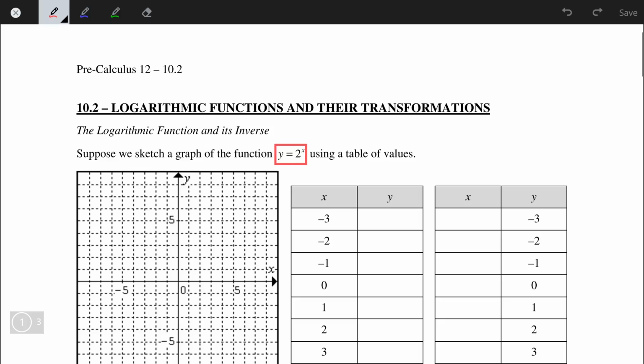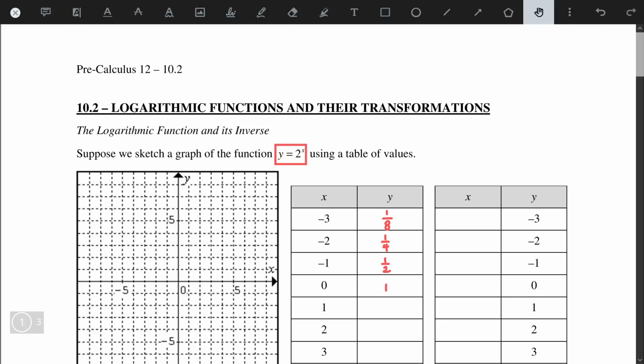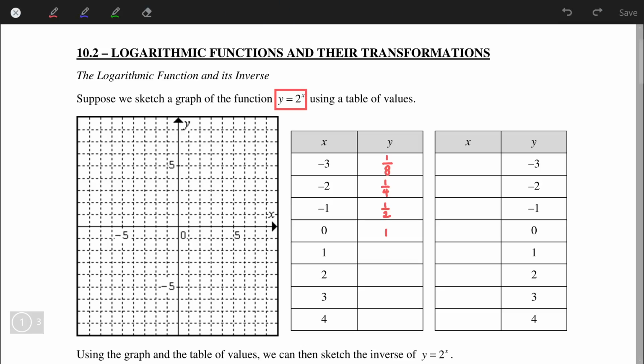So when x is equal to -3, for example, we'll have 1 over 8. When x is equal to -2, we will have 1/4, followed by 1/2, 1, and of course then 2, 4, 8, and finally 16. And here we can plot the points onto our grid. And we'll have a graph that looks like this.